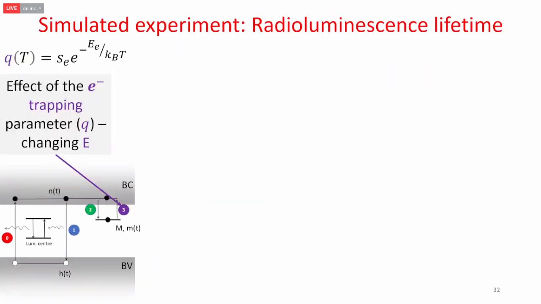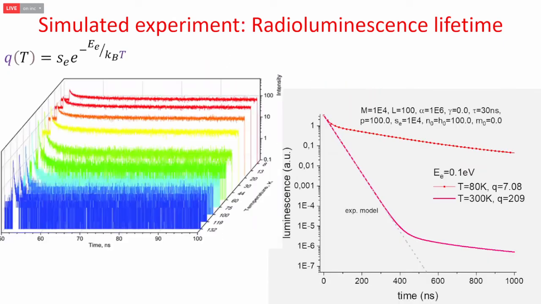So we have a lot of other results. Here we have a result where we can simulate the effect of temperature. If we decrease the temperature, which is very common in a scintillator detector, we increase the signal-to-noise ratio.